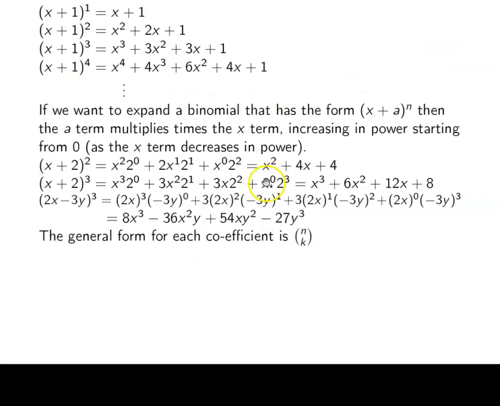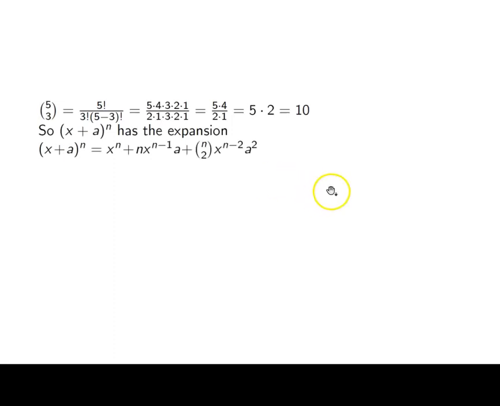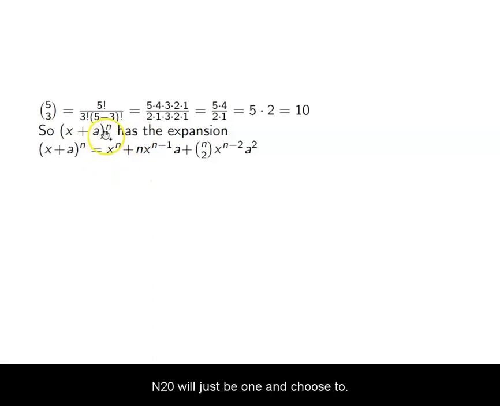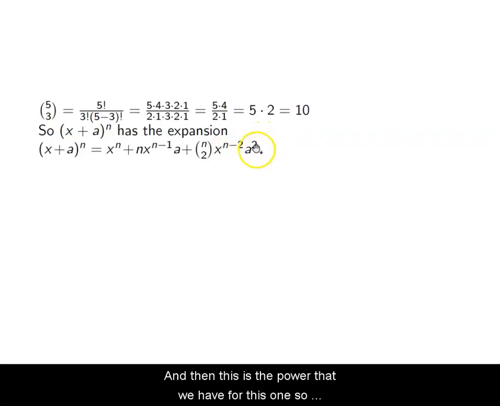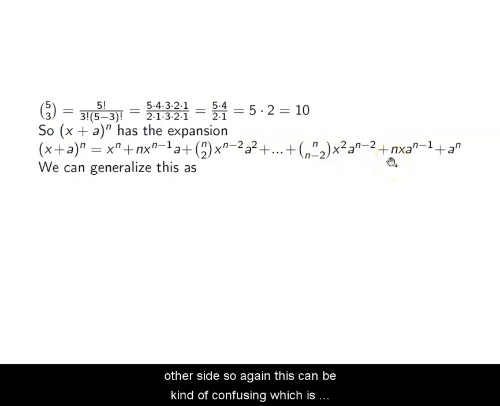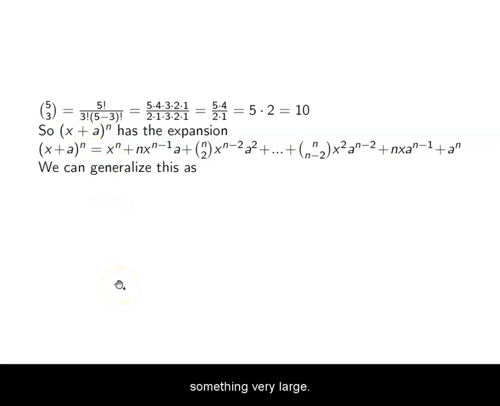So let's come through all of this. All right. Here we'll have n choose 2. So n choose 1 will just be n. N choose 0 will just be 1. N choose 2. And then this is the power that we have for this one. So forth and so forth. And then it repeats all the way to the other side. So again, this can be kind of confusing, which is why I generally don't work with it. And I'll just use that Pascal's triangle. Again, this is helpful when you have something very large, right?